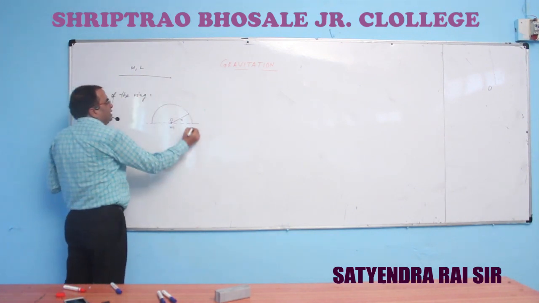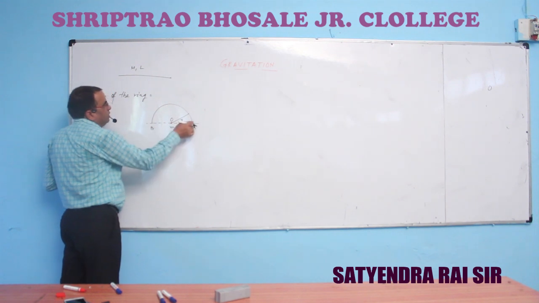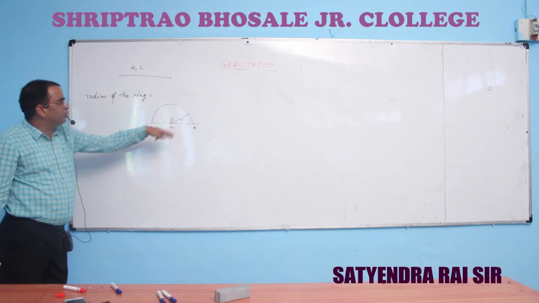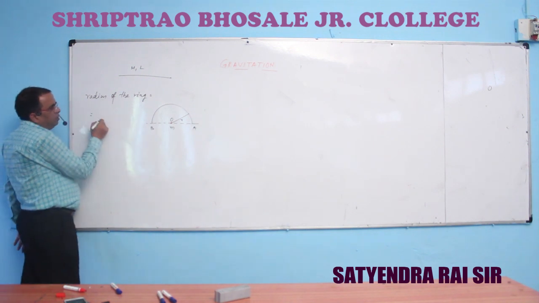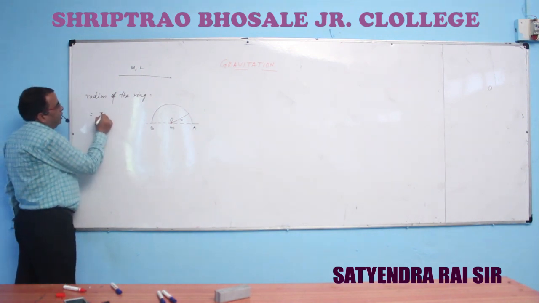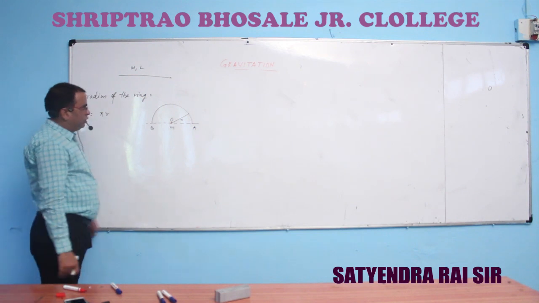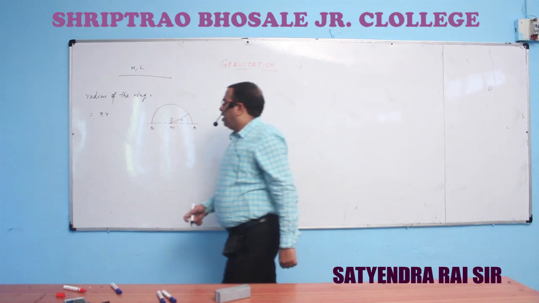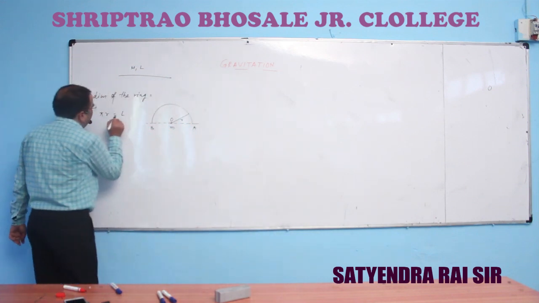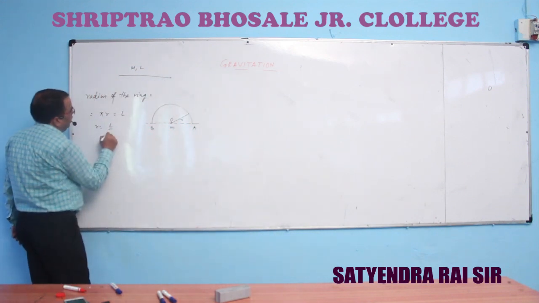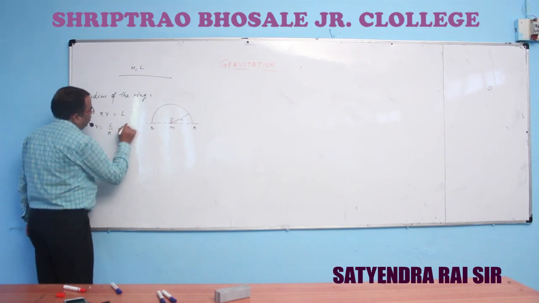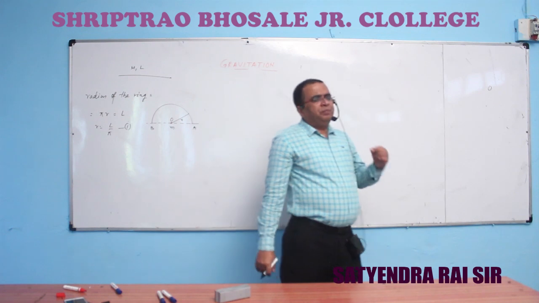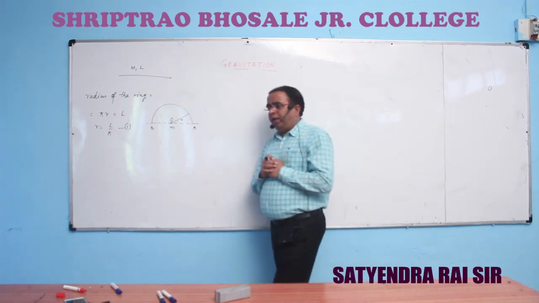Then the total length A to B is half of the whole circumference. The total circumference is 2 pi R, half of this is pi R, and pi R equals L, or R equals L upon pi. Equation number 1.